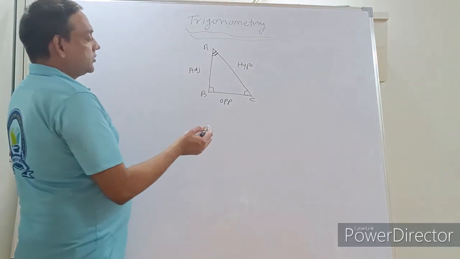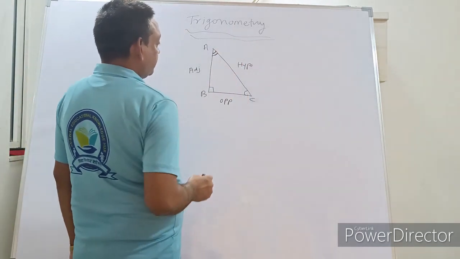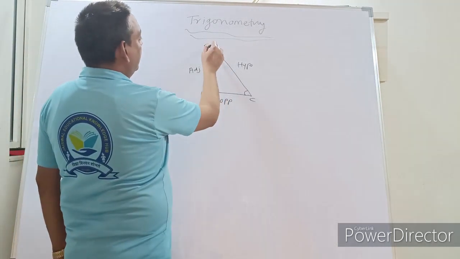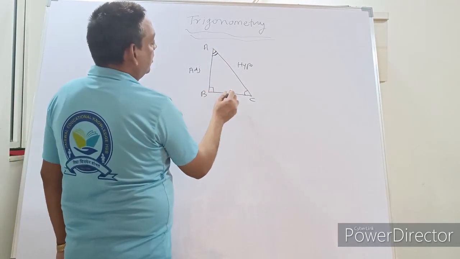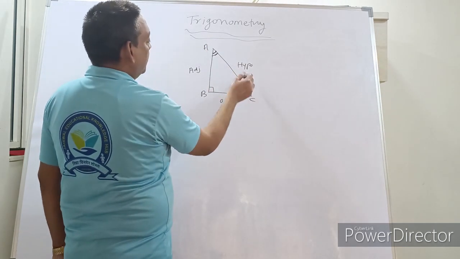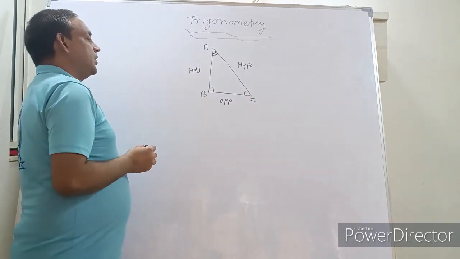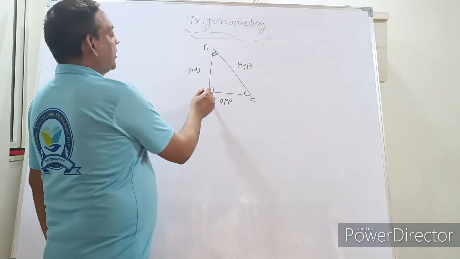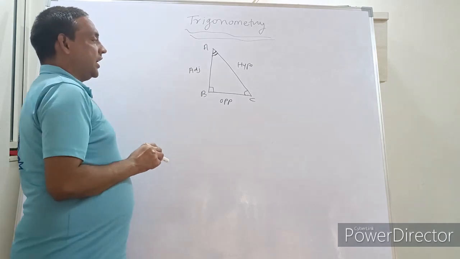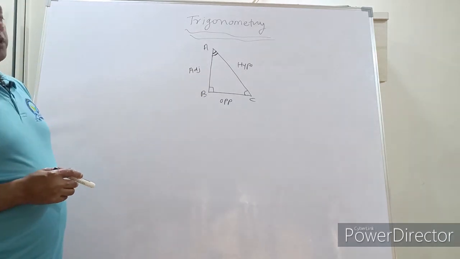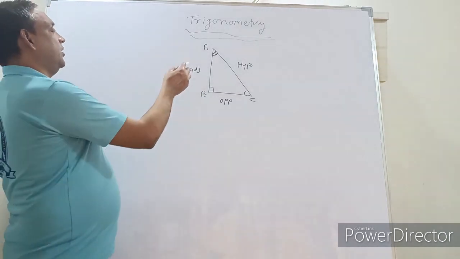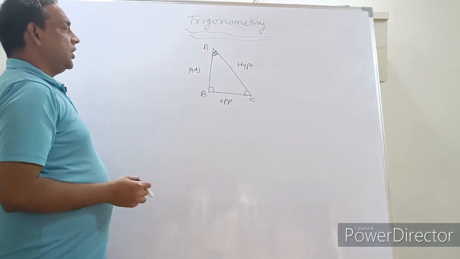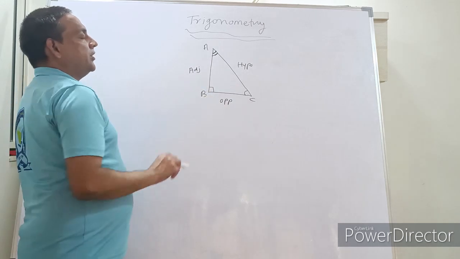Clear? Now suppose we take the angle C. So with respect to angle C, our opposite side will be AB, adjacent will be BC, and the hypotenuse again remains the same, opposite of angle B is known as the hypotenuse. So that will be common for both the angles, for A also and for C also. This will be the common hypotenuse, but opposite and adjacent will change.